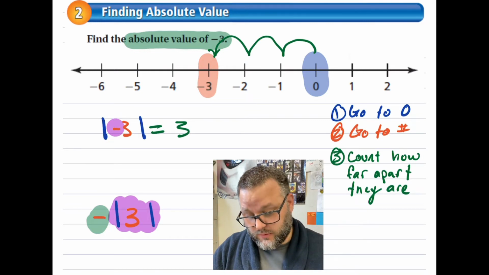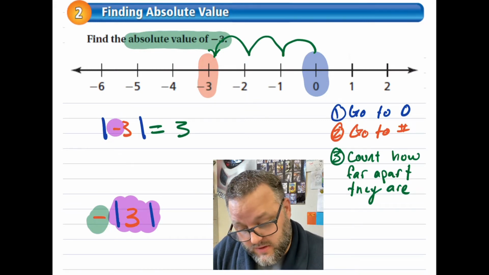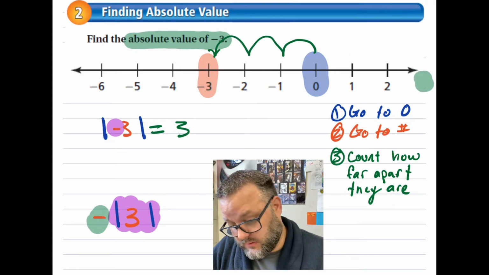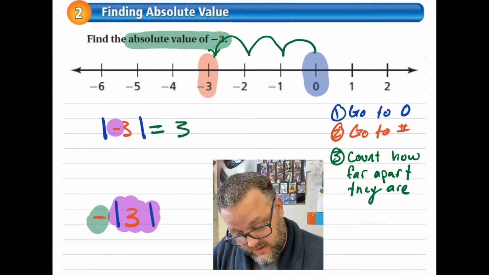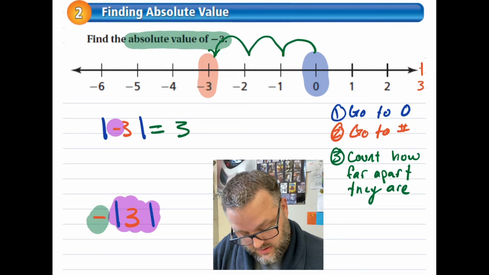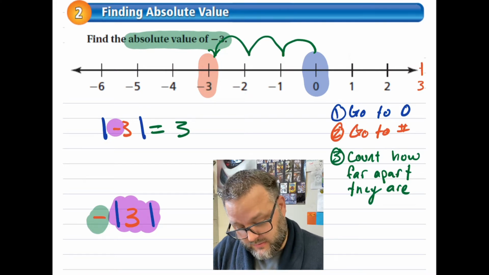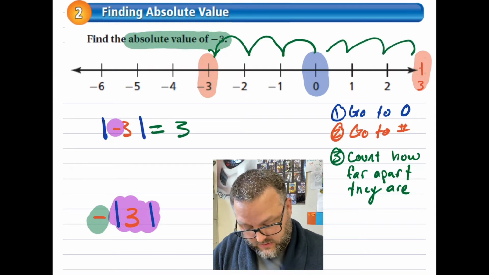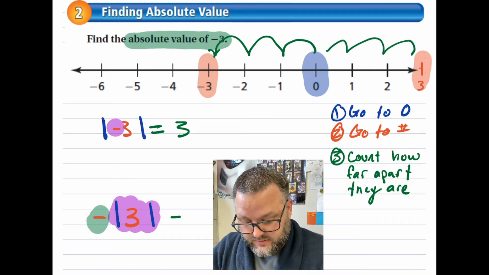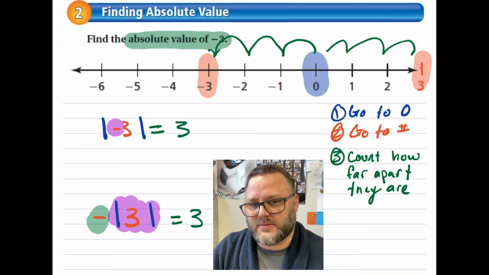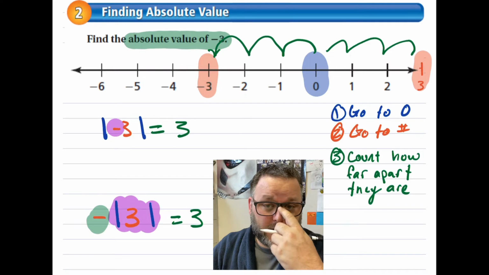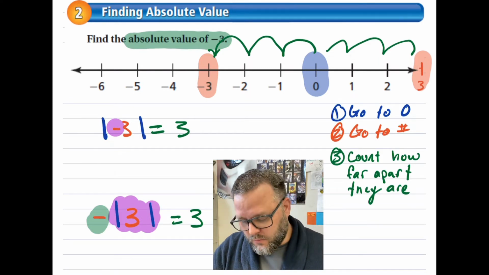Well, the absolute value of 3, if we had 3 over here in our number line and we start at 0, then we go to 3, then we count how far they are, 1, 2, 3. Then the absolute value of 3 is 3. Notice how the absolute value of 3 and the absolute value of negative 3 have the same value. That's because positives and negatives tell us direction. They don't tell us a value. The value is the number itself.